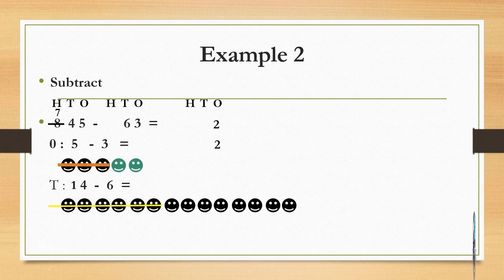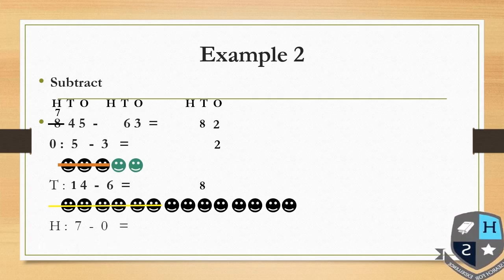Good. After taking away 6 balls, let's count how many balls remain. Let's count together. 1, 2, 3, 4, 5, 6, 7, 8. So 14 take away 6 is equal to 8. After getting 8, we go to write that 8 in tens. So after completing with tens, let's go to hundreds.